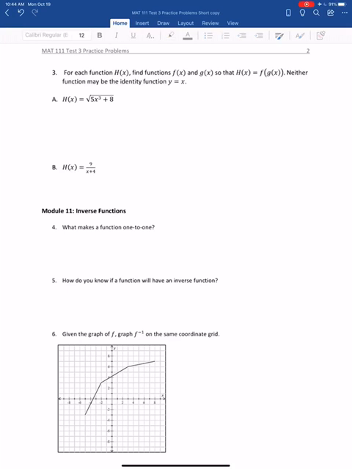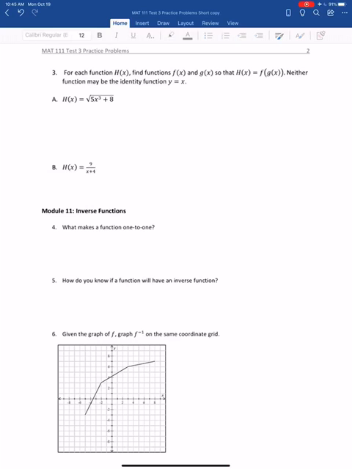Okay, moving on here in our review, we'll take a look at problem number 3 as we continue our topic of composite functions. We're going to look at decomposition. So we just did composition, where we were substituting one function into the other. So we were taking two and putting them together to make a new one. Well, now with decomposition, we're going to go the other way. We're going to take one and break it up into two.